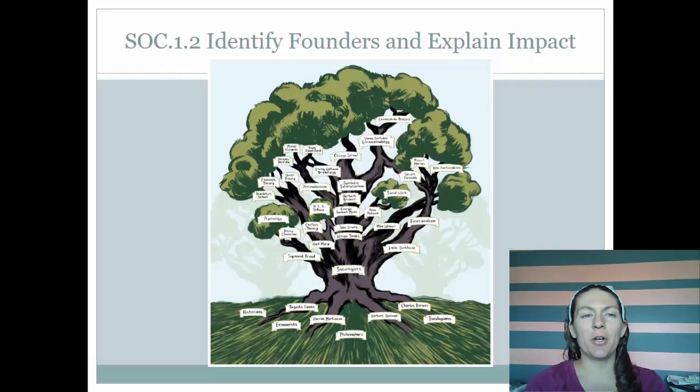Today we're going to start going over Sociology 1.2. Sociology 1.2 asks you to identify the founders of sociology and to be able to explain their impact on the field of sociology. Your textbook describes the founders of sociology as a family tree. We'll start with those men and women who created the roots of sociology, and then we'll work our way up through your major branches and limbs, taking a look at the key people that created the topic that you are currently studying.